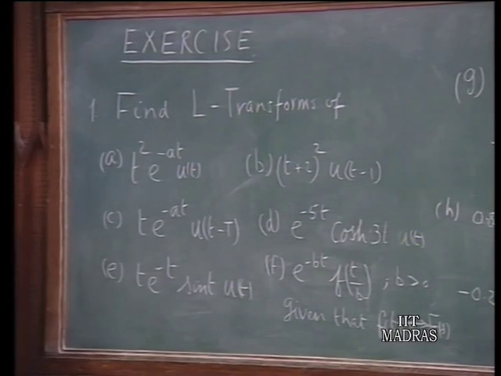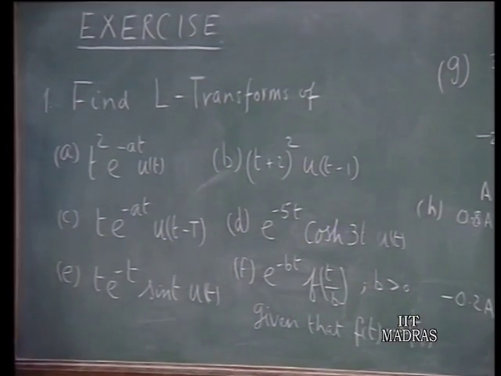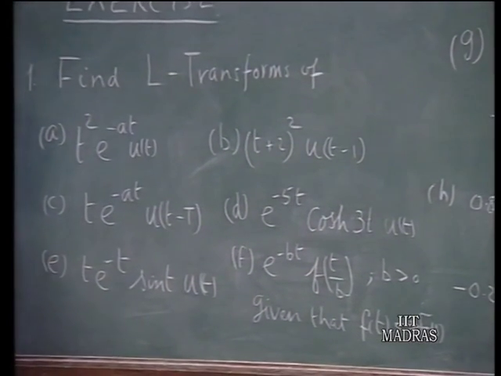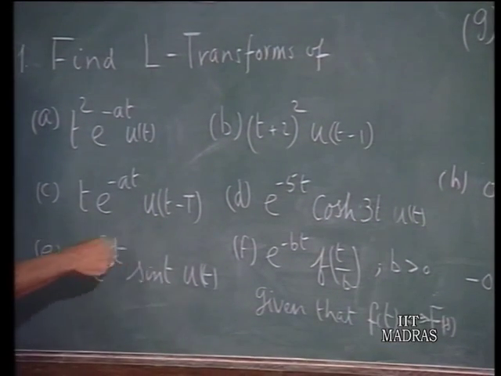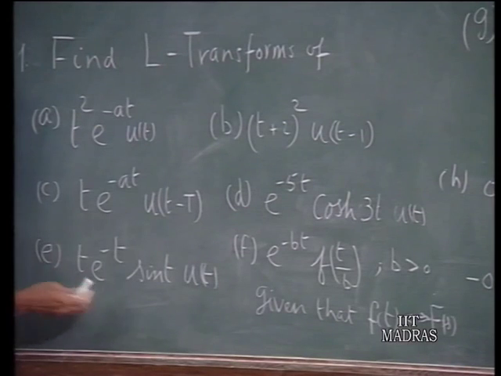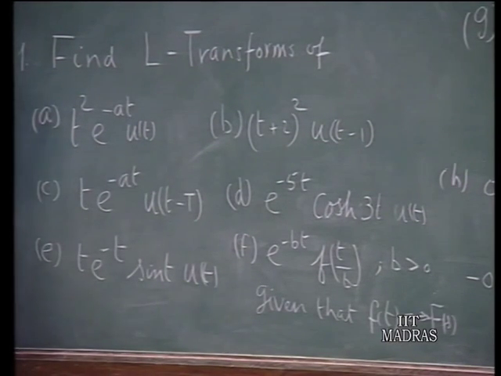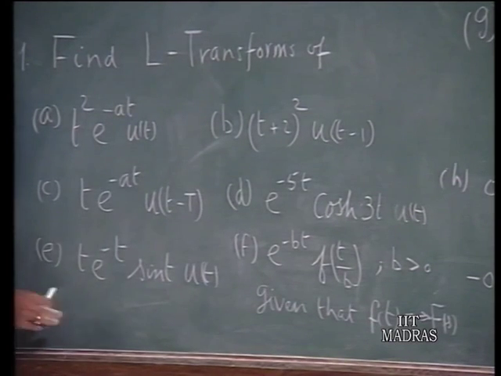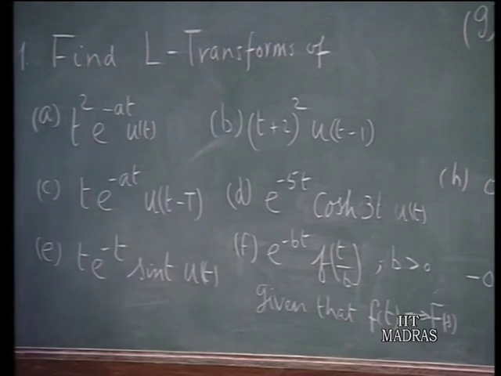E, t e to the power of minus t sin t u(t). Here again, you have a combination of these factors. We have worked out examples where for e to the power of minus t sin t, we found the Laplace transform, but that is multiplied by t. So whenever you multiply by t, it's equivalent to taking the derivative in the transform domain. So you have to use those properties to find the Laplace transform of this.